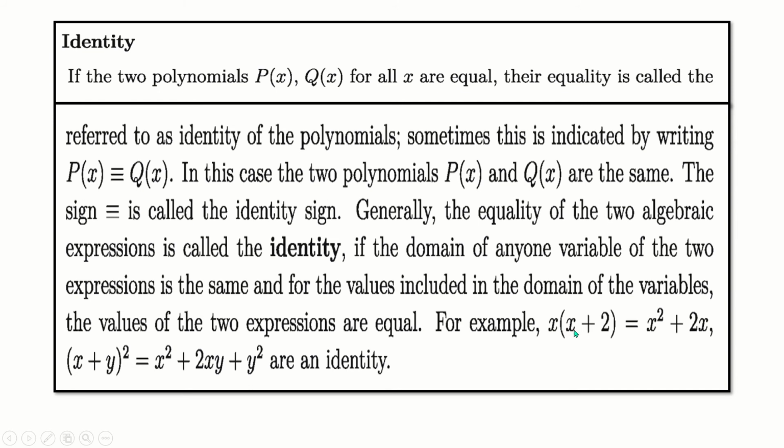For example, x into x plus 2 equals x square plus 2 into x. That means when we put x equal to 2, here it will be 2 into 2 plus 2, that means 2 into 4, the result will be 8. Here 2 into 2 means 4, that means 4 plus 4 equals 8. That means the left hand side and right hand side are the same. Both are identity. Clear?